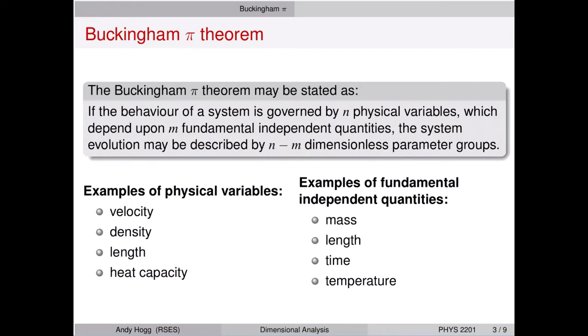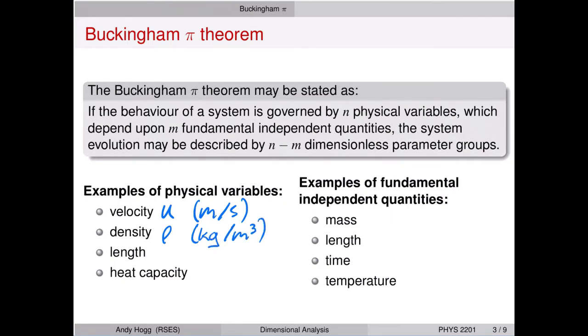This theorem simply comes down to the number of physical variables that are important to your problem and the number of fundamental independent quantities that you have. Now, the physical variables of a problem are the dimensional variables that are important. Deciding which variables are important is critical to applying this theorem. Examples of physical variables might include velocity, which has units of meters per second, or perhaps density, which has units of kilograms per meter cubed.